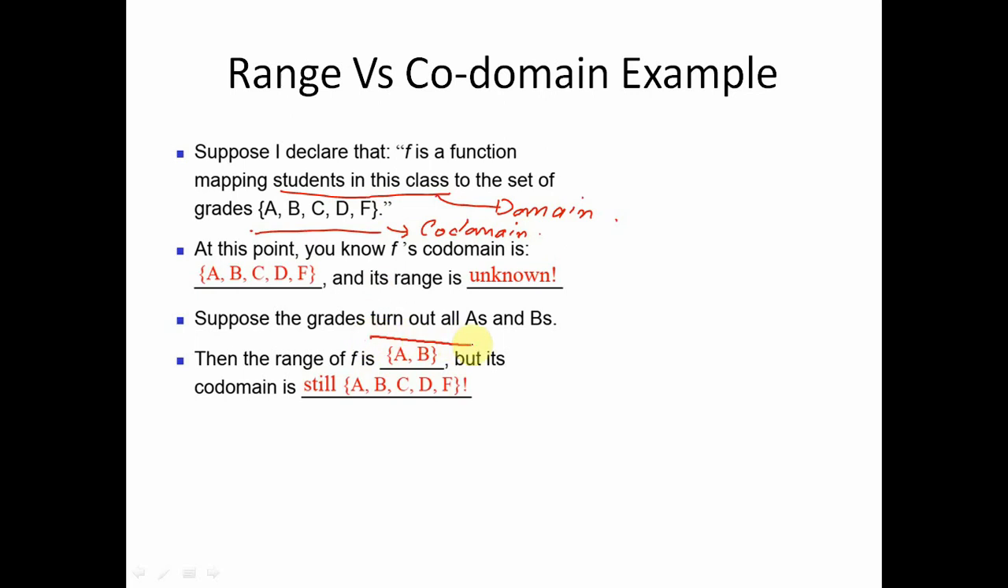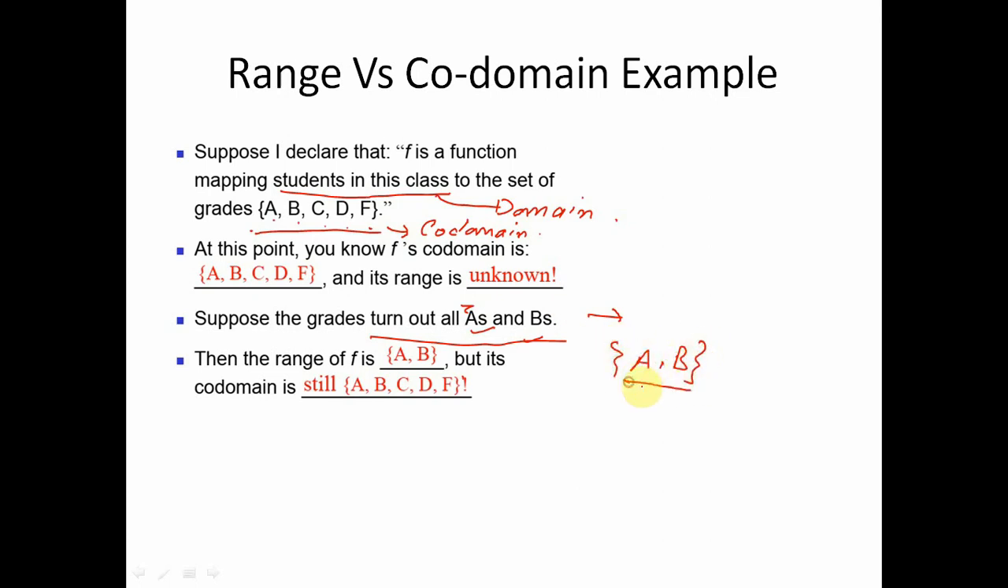Suppose all the grades turn out to be A's and B's as is expected. I know all my students are very intelligent. They are excellent students. So they will get nothing less than A or B. I expect everyone to get an A. But let's assume there are certain people who are not able to prepare very well right before the examination and they get a good B, right? So they all get the grades as A and B. So although the codomain was A, B, C, D, F, the range will be only A and B.